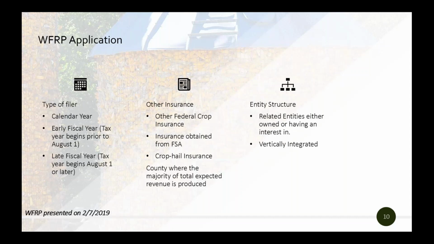The county where the majority of the total expected revenue is produced, you'll need to let your agent know that also. The entity structure, this is vitally important. You need to be sure to inform your agent of any related entities, either that you own or that you have an interest in, and especially important if you have a vertically integrated operation.